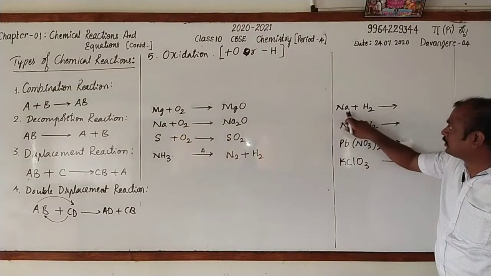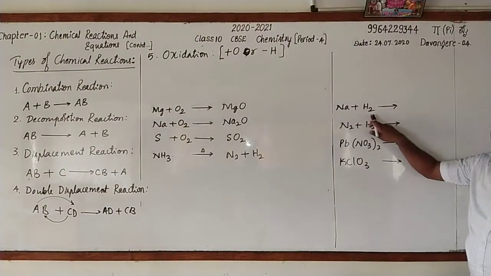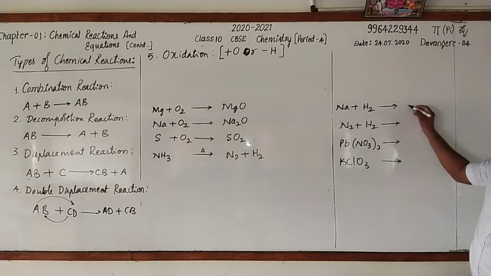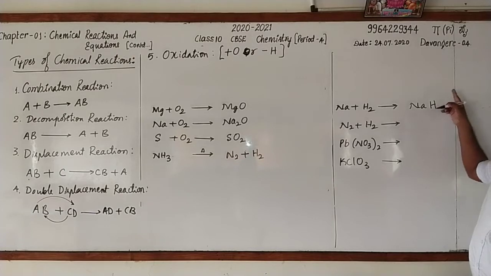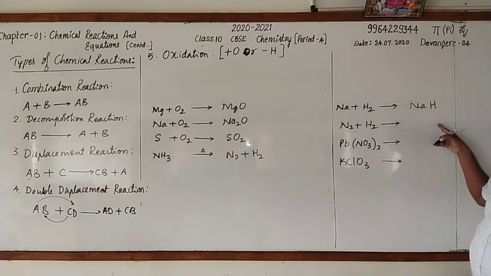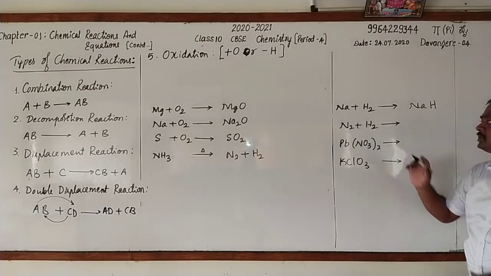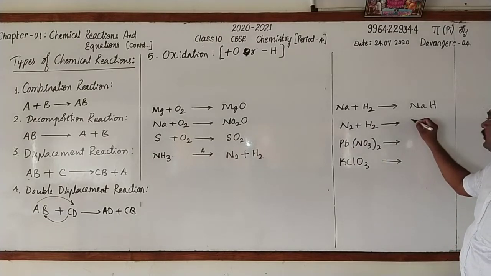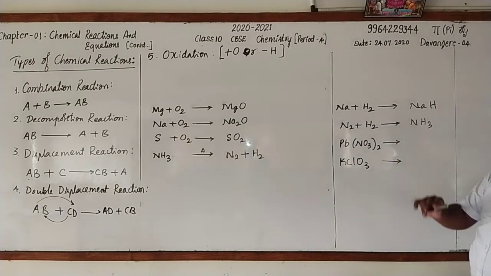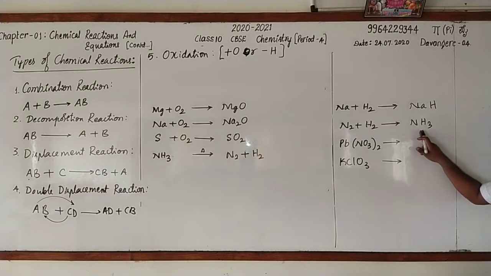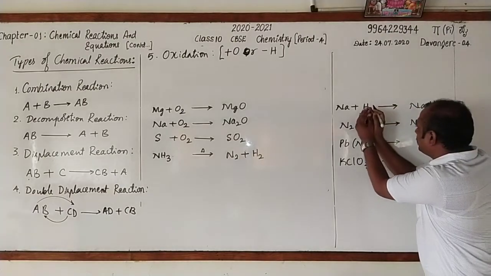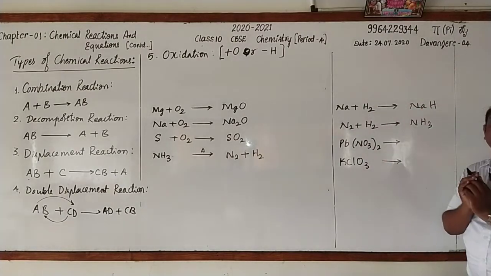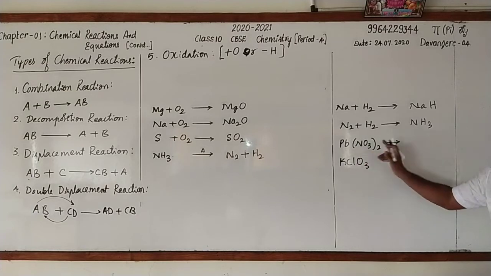Observe. Here sodium reacts with hydrogen to form, tell the compound, sodium hydride, NaH, because Na1 plus H1 minus. Next, nitrogen reacts with hydrogen to form ammonia, that is NH3. Clear? So what type of chemical reactions are these two? These are combining to form a single product. This is called combination.